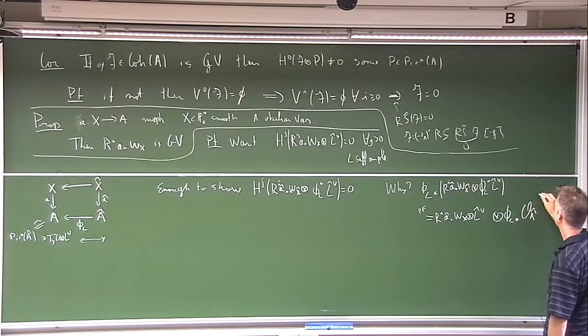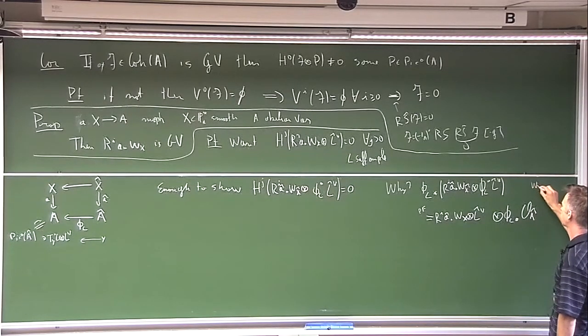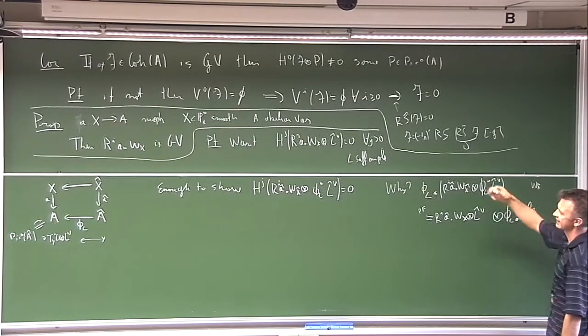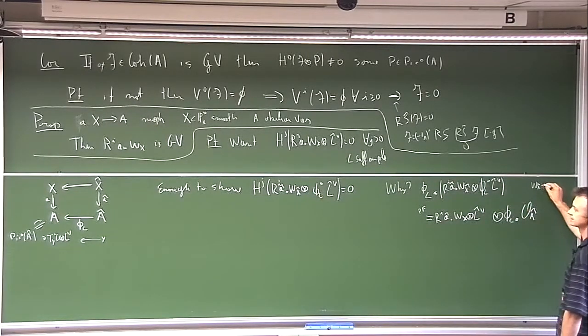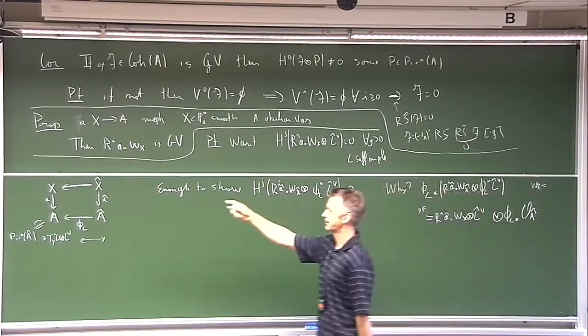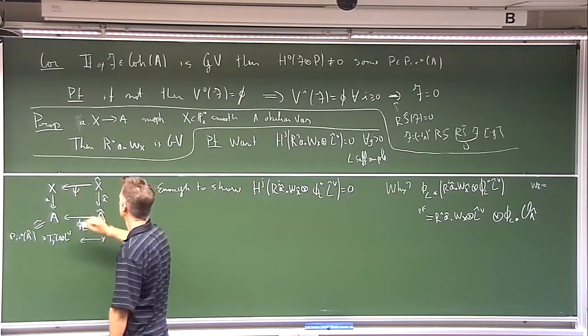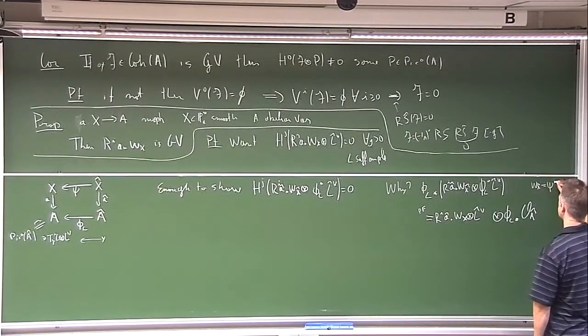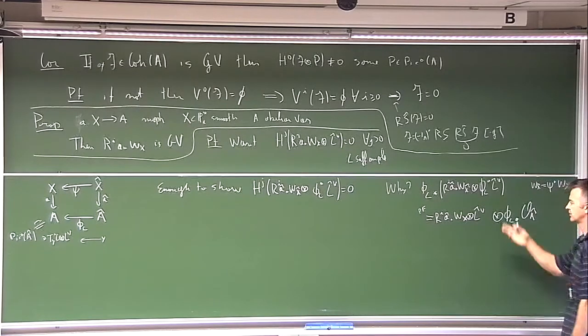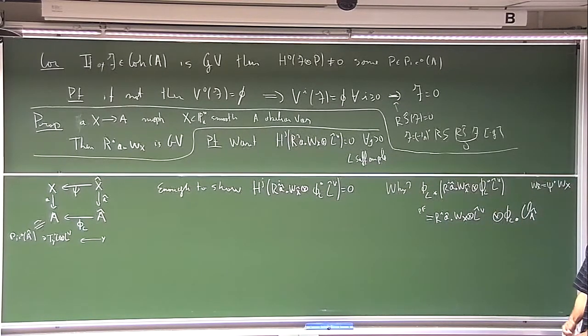So the main point here is to observe that omega X hat is actually the relative canonical bundle, and it is just given by, I'm going to have to give this map a name, psi maybe, psi upper star of omega X. And this is an easy exercise to check. There are no higher direct images because the map is finite.